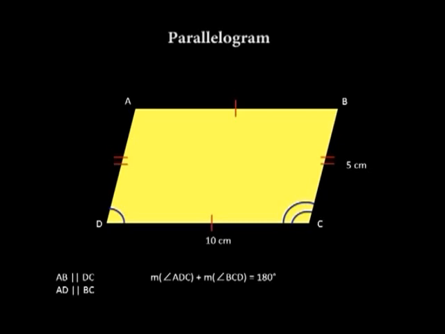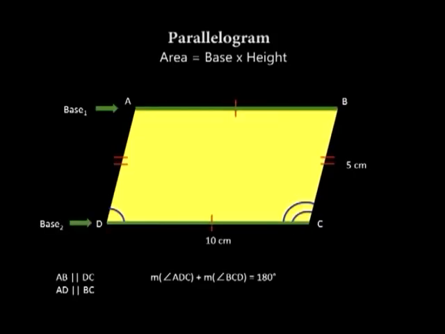The area of a parallelogram is given by the formula area is equal to base times height. The base of a parallelogram is typically the longer pair of sides of the quadrilateral. So for this parallelogram, the base is 10 centimeters, but 5 centimeters is not the height. One thing to remember is that the height of a parallelogram must be perpendicular to the base.